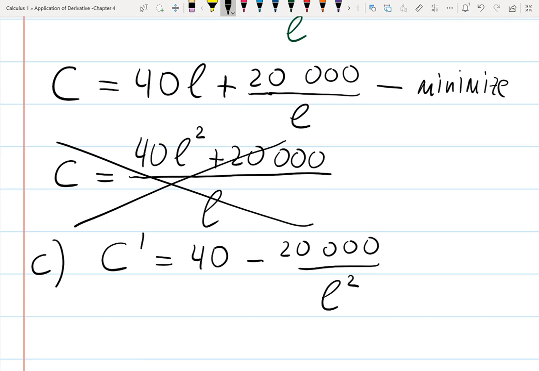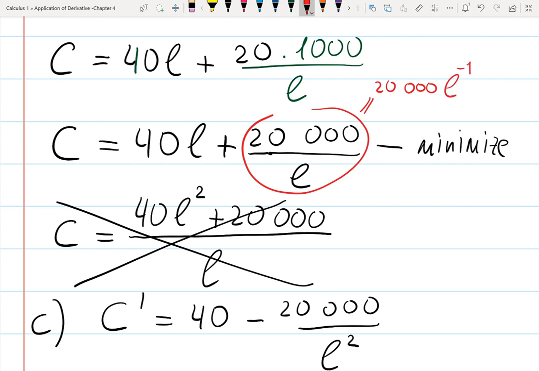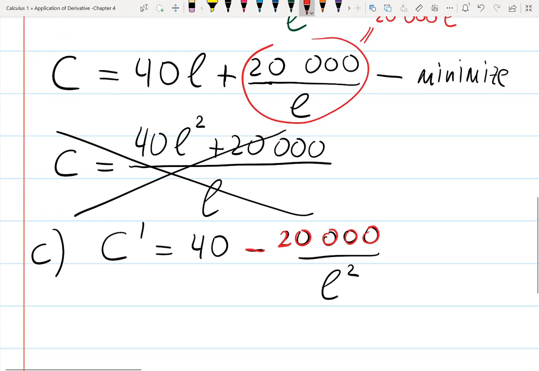Did you catch how I did it so fast? I'll explain. This piece can be rewritten as 20 thousandths L to the negative 1. When I differentiate that, it becomes negative 20 thousandths L to the negative 2, or over L squared.